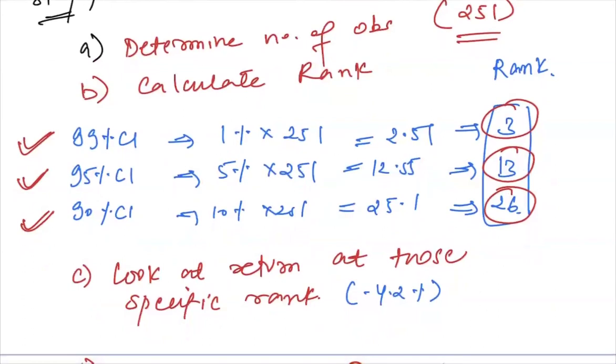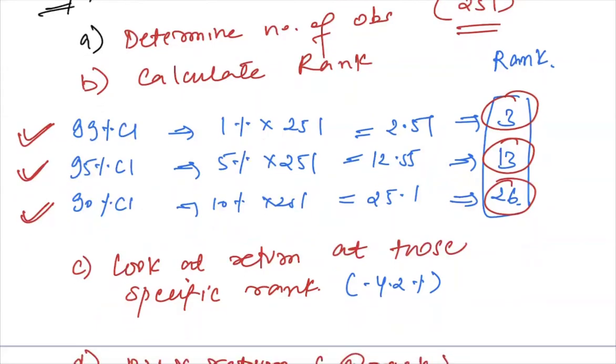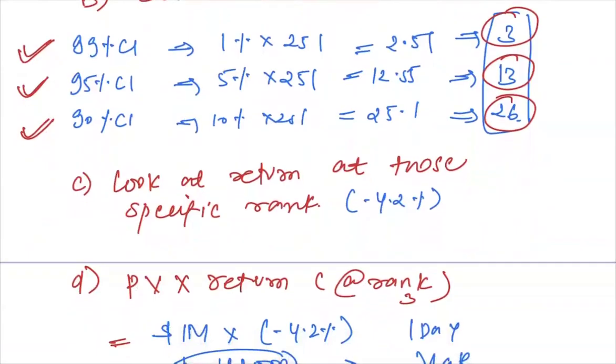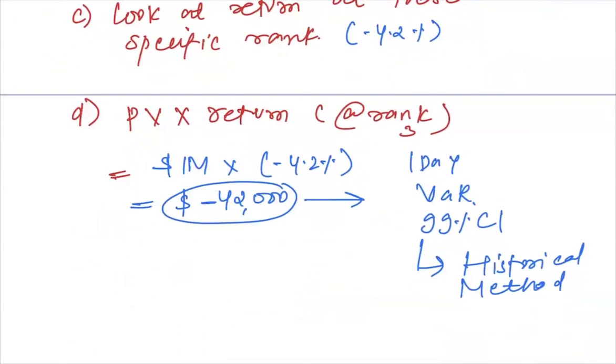So for calculating the value at risk, you need to determine the number of observation points that you have for your returns, calculate the rank, look at the return at that specific rank, and whatever return you get at that specific rank, multiply it with the portfolio value to get value at risk at 99% confidence interval using the historical method. Is this clear to everyone?